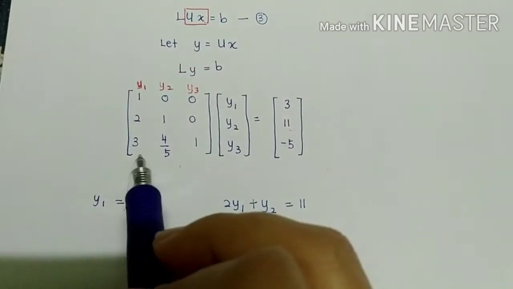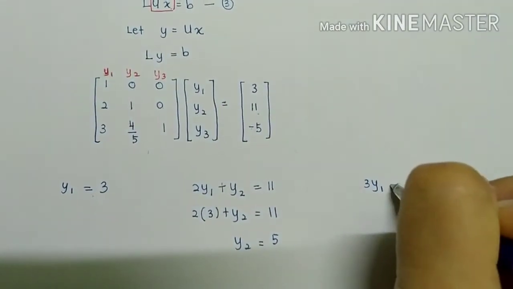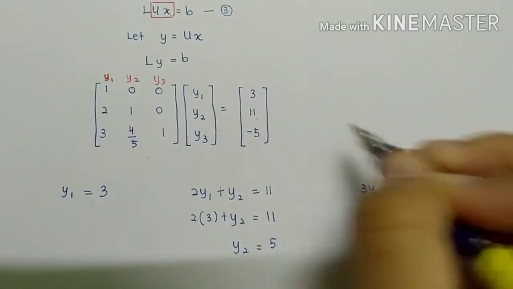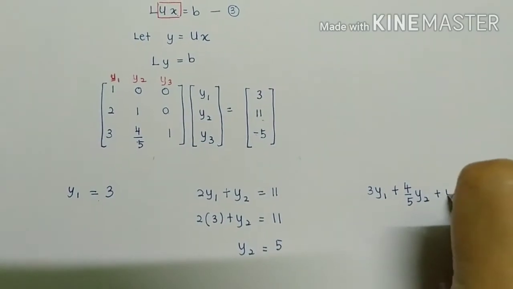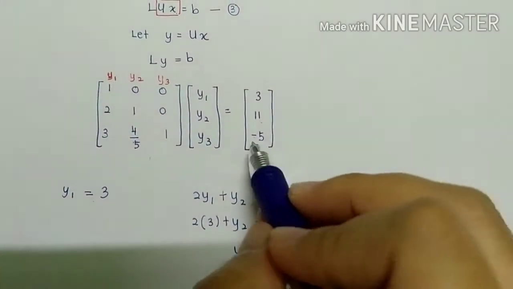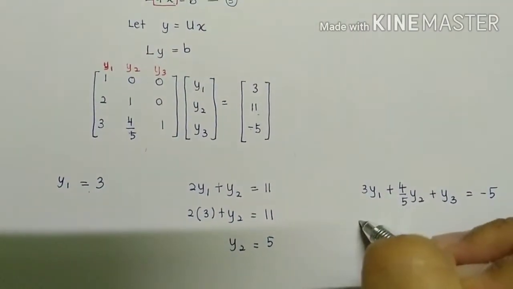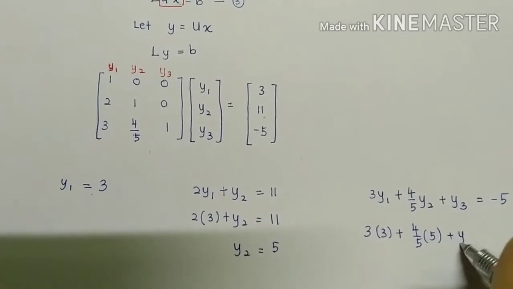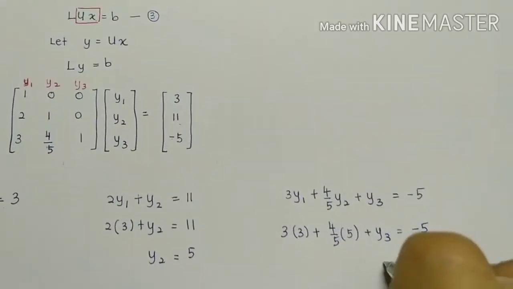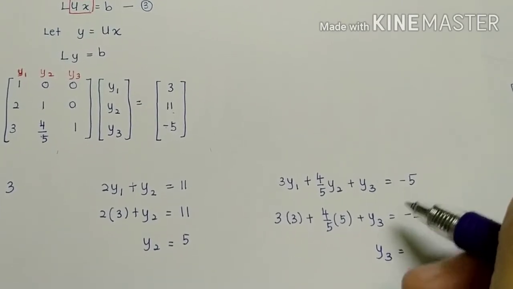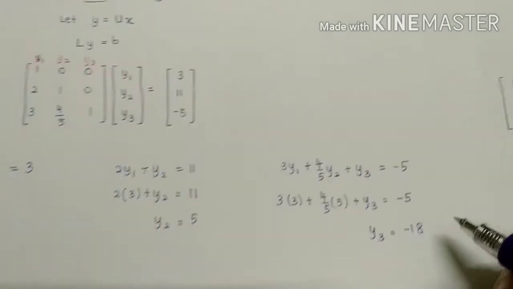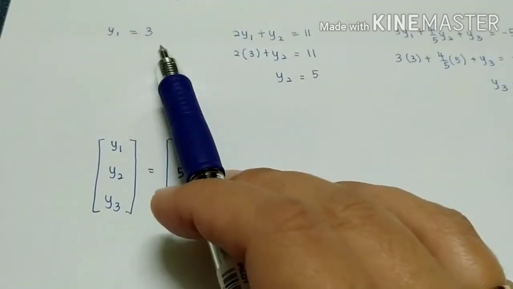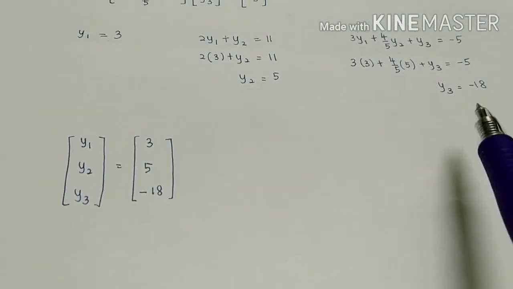Okay, and for the last row, we have 3y1 plus 4 over 5 y2, and then plus 1y3, or y3 only, is equal to negative 5. So we substitute the value of y1 is 3 and the value of y2 is 5, plus y3 equals negative 5. So y3 is equal to negative 18. So this is our matrix y: y1, y2, y3. So y1 is 3, y2 is 5, and y3 is negative 18.